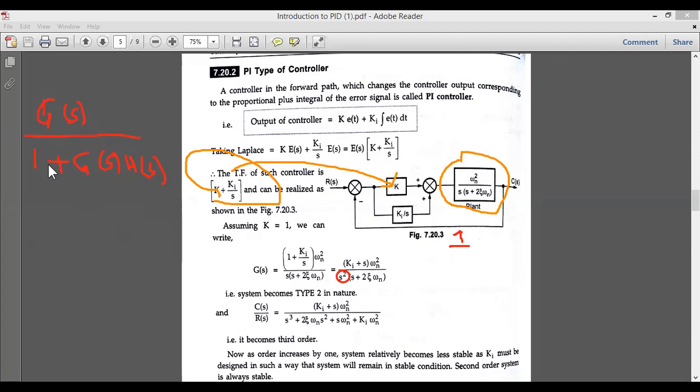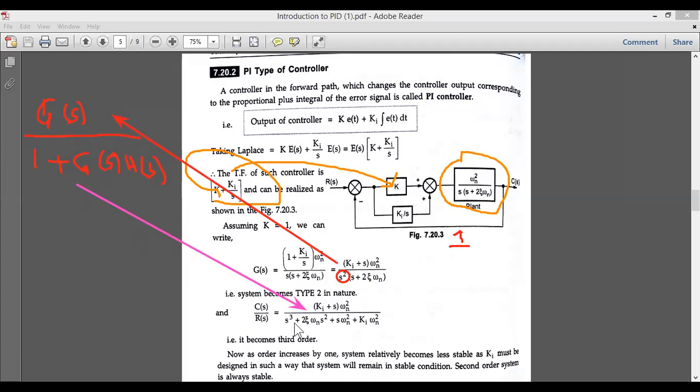So both are correct. So therefore it becomes s cubed. After simplification, after substituting the values of this particular g of s in this equation, you will obtain the simplified answer here. Substitute these values and you will get this particular value, and that particular value will give you the order.